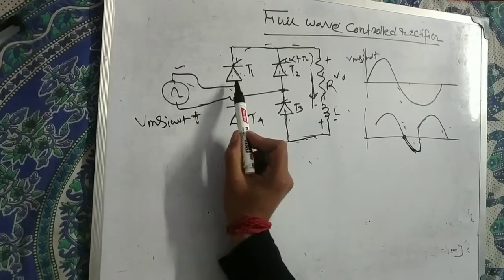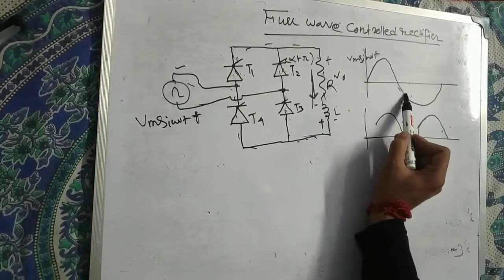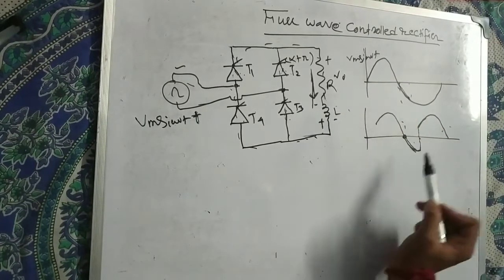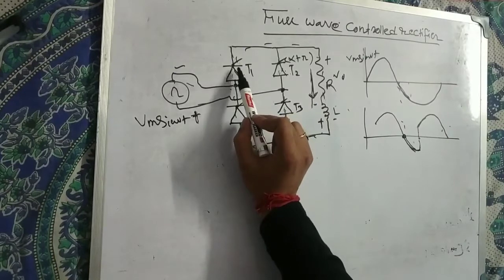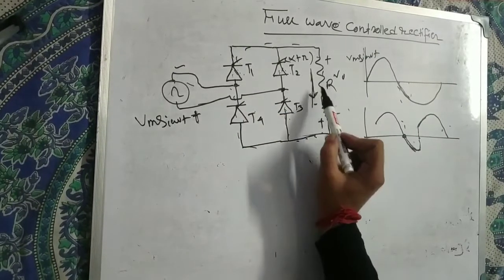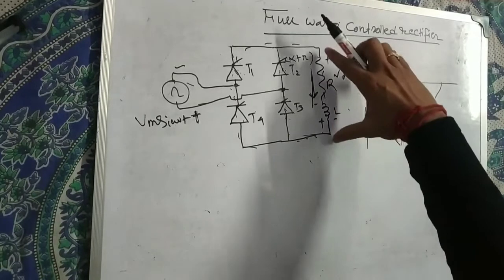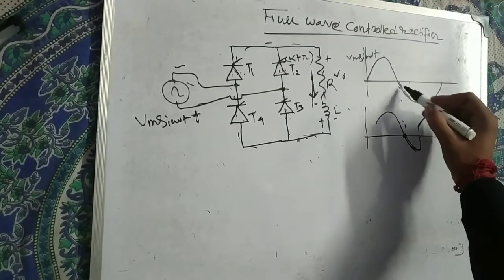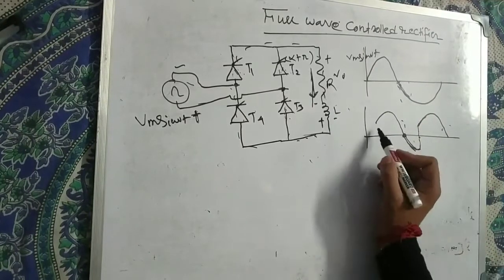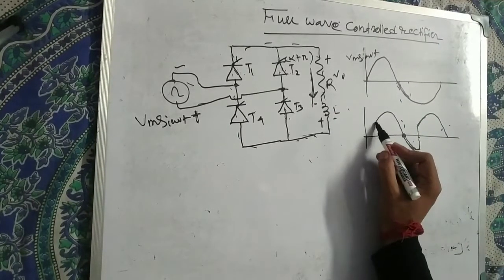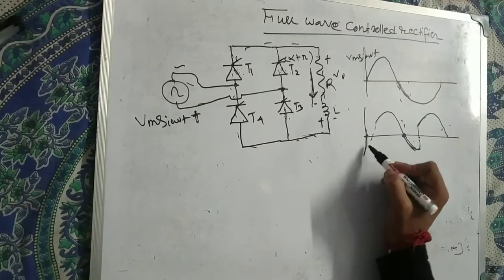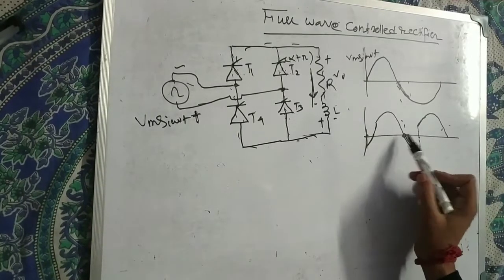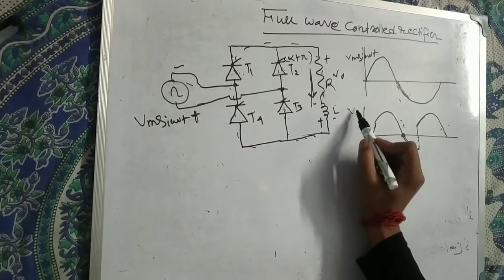From pi to alpha plus pi, with T1 and T3 on due to the inductor, the input voltage is negative. By KVL, the output voltage equals the input voltage, so the output is also negative. For this steady state cycle, the input voltage also goes this much negative, so here we can see the reduction in output voltage.